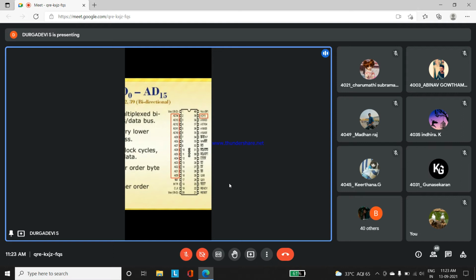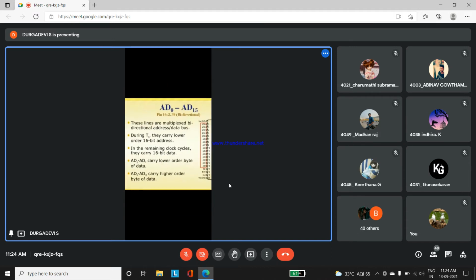Through these pins, 16 pins are there. You concentrate on D alone. A, I will tell you. D0 to D15, so 16 pins are there. These lines only will be connected to the data bus. Through these lines only data will come to your processor and go. That is what is given here.